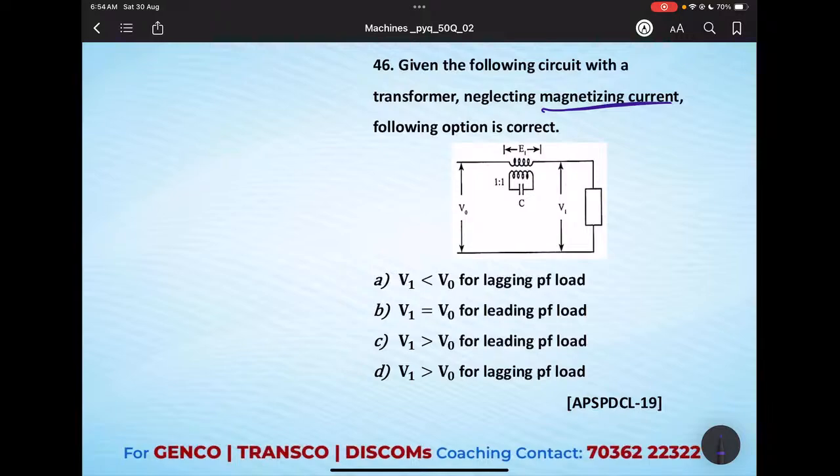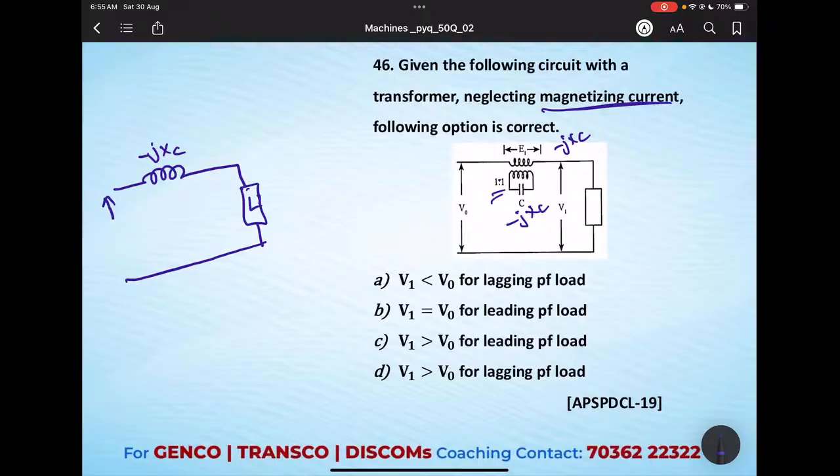If you see the connection, that is a 1:1 transformer, an isolation transformer. The impedance is minus jXC. If you transfer it to the primary side, it will be minus jXC only, because the transformation ratio is 1. Whatever impedance is on the secondary, the same is offered at the primary side. If you redraw the electrical circuit, it will be the load L and minus jXC.